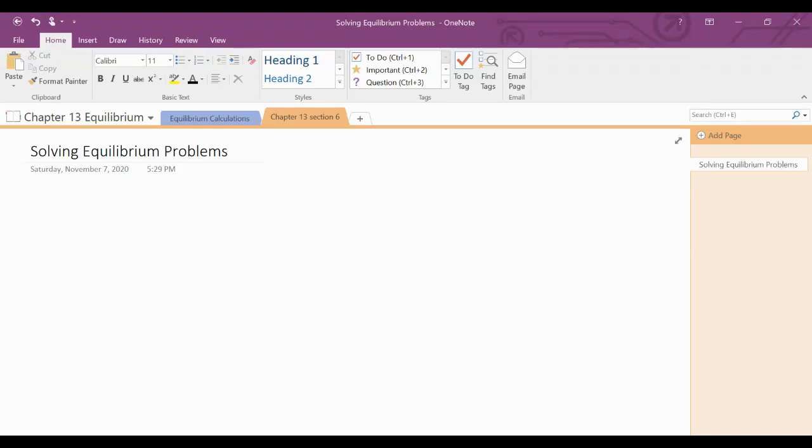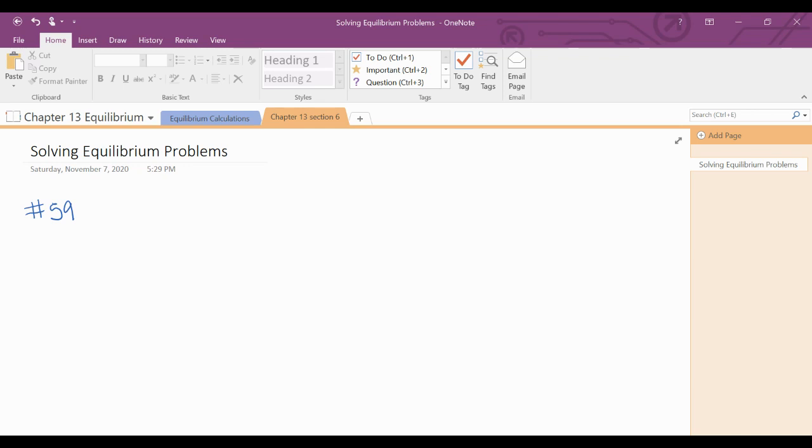All right, so we are going to look at chapter 13, section 6, which is solving equilibrium problems. And we're going to look at two problems. So the first one we're going to look at is number 59. And so here's kind of the key characteristic of number 59. So 59 has a K value where we are going to need to use the quadratic equation.